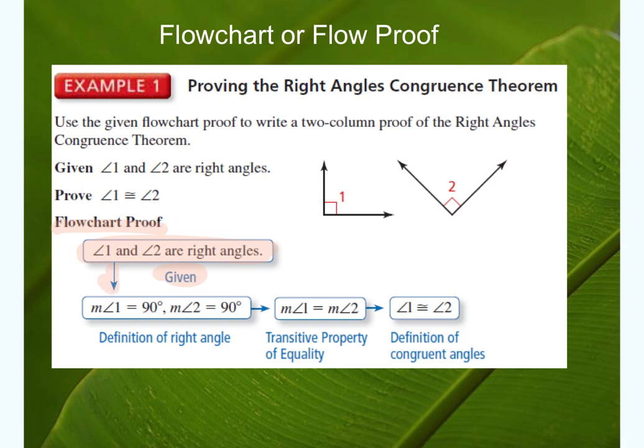The arrow tells you which direction to go. Step 2, the measure of angle 1 equals 90 degrees. The measure of angle 2 equals 90 degrees, and that's the definition of right angles. The arrow tells you which direction to go. The next bubble is the measure of angle 1 is equal to the measure of angle 2. That's the transitive property. You went 1 equals 90 and 2 equals 90, so 1 equals 2. You could also use substitution here. And the arrow tells you where to go. Angle 1 is congruent to angle 2, definition of congruent angles.